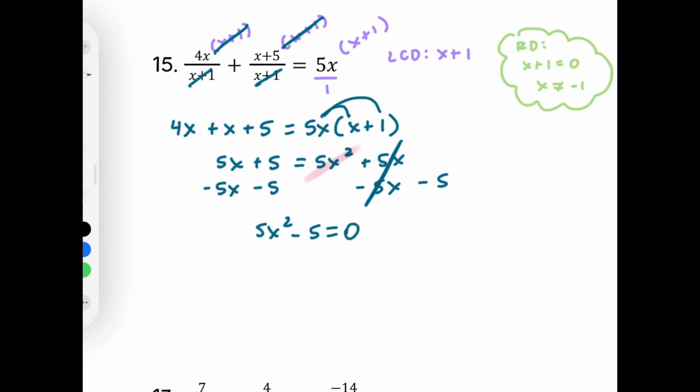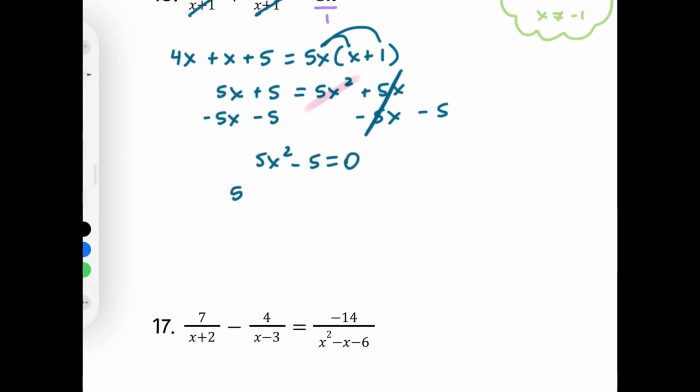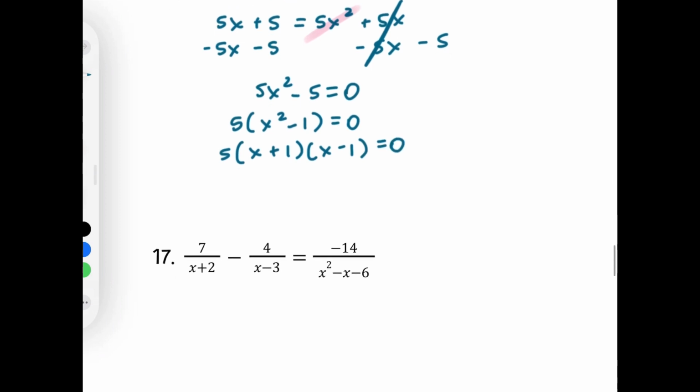So you could technically solve this one without factoring, but I'm going to go ahead and factor. So I'm going to factor out a GCF of 5, and then factor what's left in the parentheses. So 5 times x plus 1, x minus 1. And then set them both equal to 0 and solve for x.